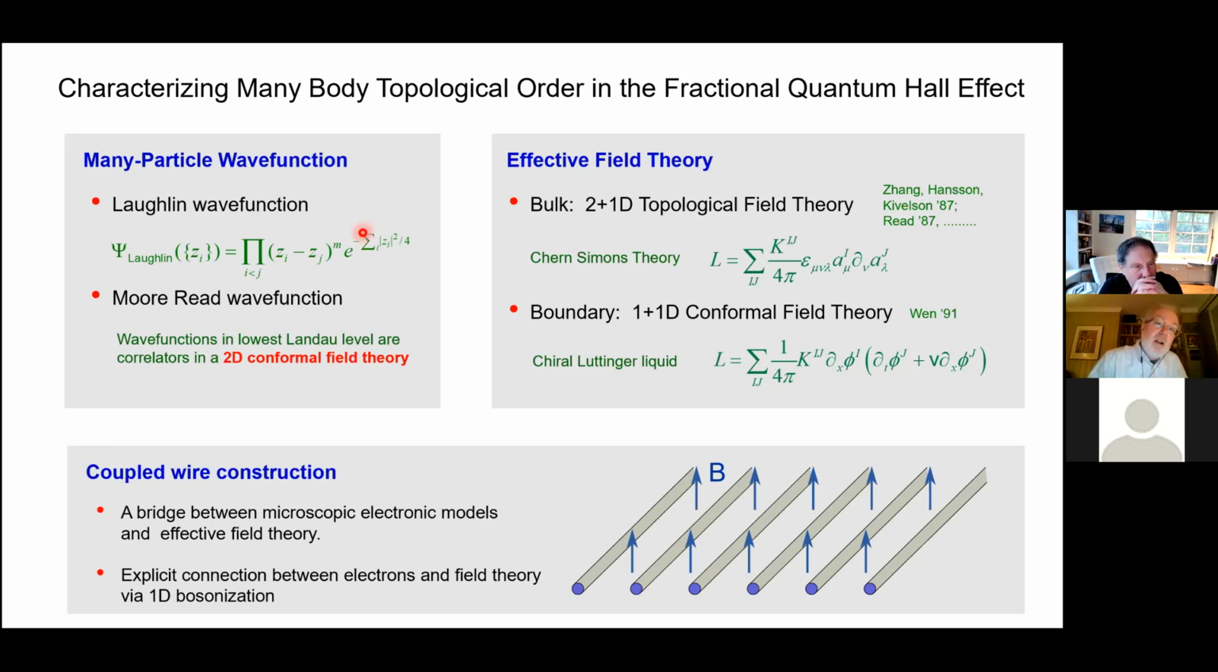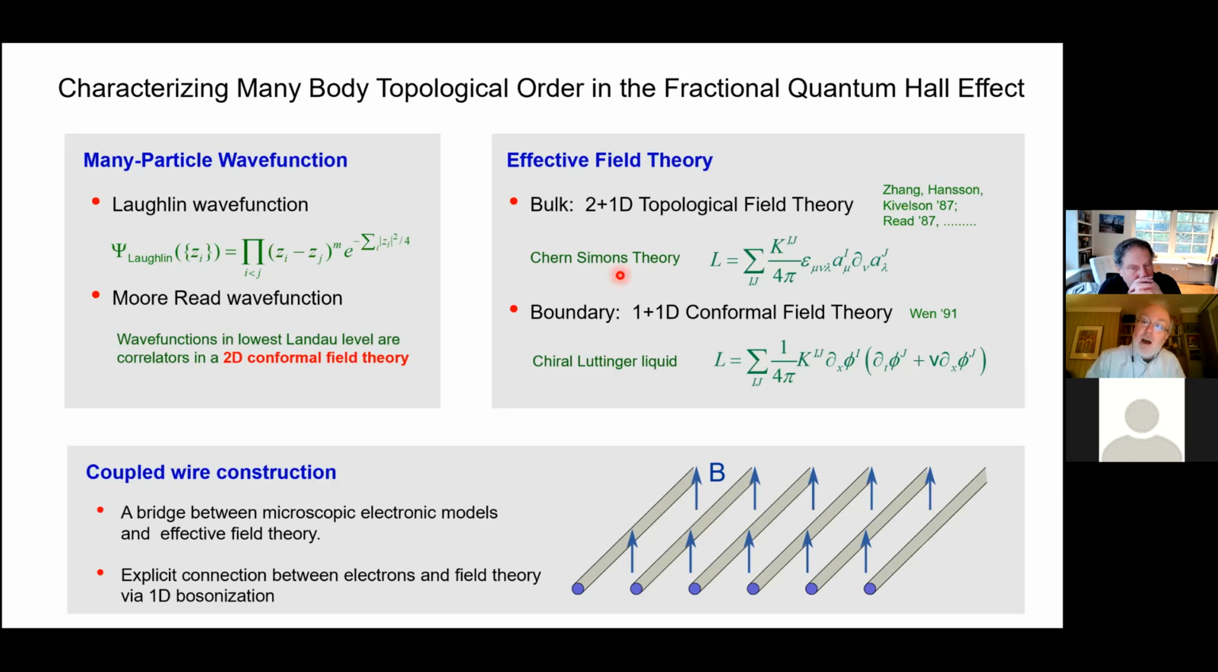In particular, for the wave functions, Moore and Read made the observation that the wave functions in the lowest Landau level, which is what the Laughlin wave function is, can be understood as correlators in a two-dimensional conformal field theory. What this allowed Moore and Read to do is contemplate generalizations of the Laughlin state based on what is known about different kinds of two-dimensional conformal field theories. In particular, it allowed them to invent the Moore-Read wave function, which describes the Moore-Read state, the first non-abelian quantum Hall state that we came to understand. And so this led to a lot of new understanding.